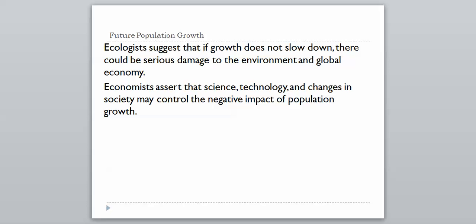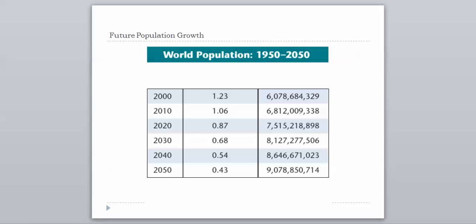And then economists assert that science, technology, and changes in society may control the negative impact of population growth. So we're going to have to figure something else out, or our world might cease to exist, or people are going to start dying off. So that's kind of a scary thing to think about, but hopefully we can figure it out before then.